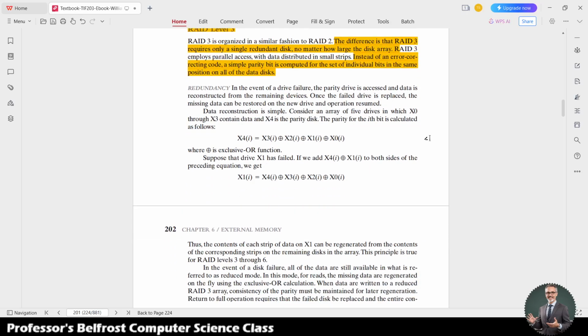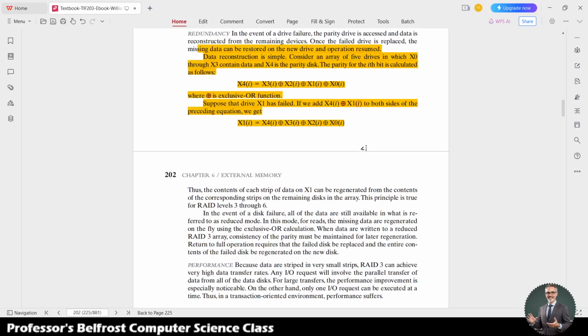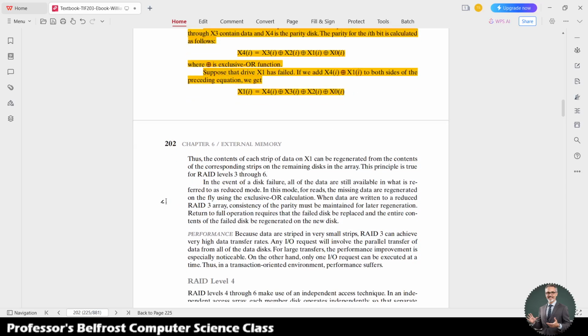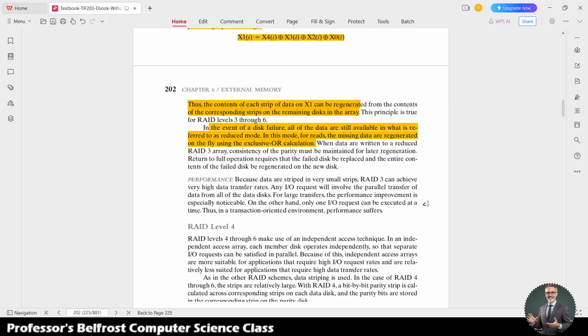So here is the mechanism for the redundancy. Data reconstruction is simple. Here is an example for 5 drives. Suppose that you have 1 drive failed, then you can do it the way as shown. Thus, the contents of each strip of data can be regenerated from the contents of the corresponding strips on the remaining disks in the RAID. So in the event of this failure, the data is still available in what is referred to as reduced mode, because it makes use of the exclusive or calculation.